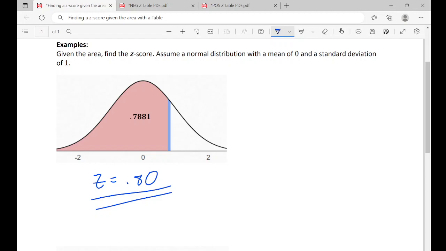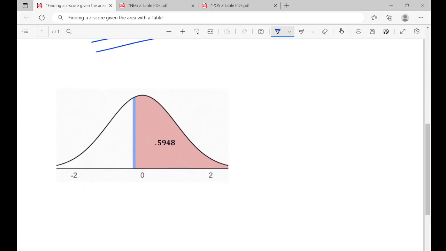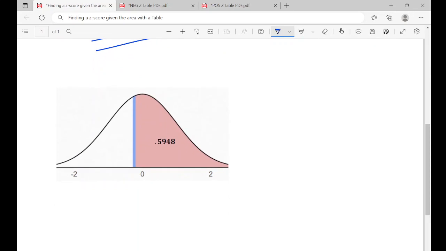Now that's the area going to the left, which is fairly easy. But what about the area going to the right? It's a little bit more difficult. We have to do 1 minus first because we need to know what this area is, not the area on the right. So we're going to do the complement rule, 1 minus 0.5948, and that's going to give us 0.4052. So this is the area over here.